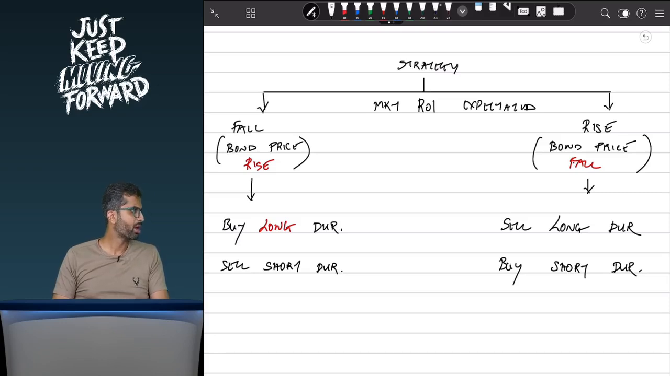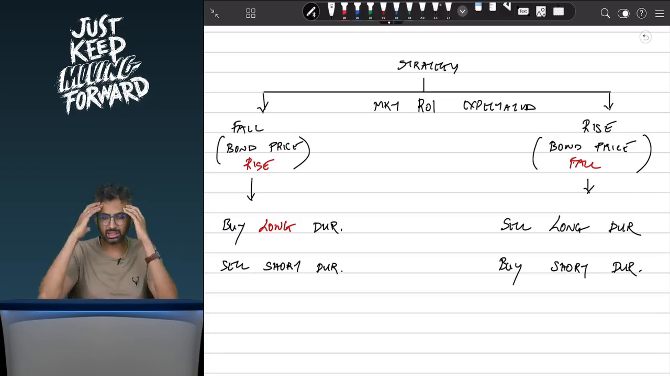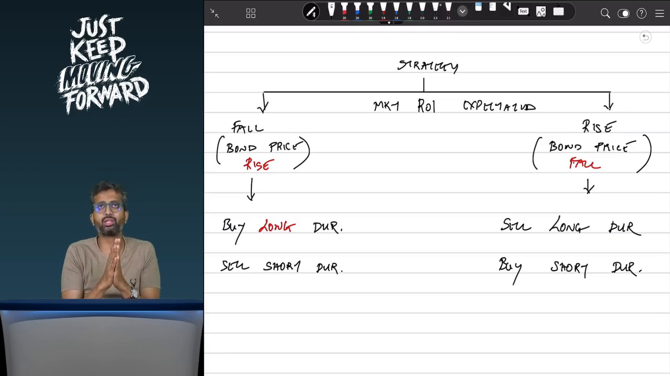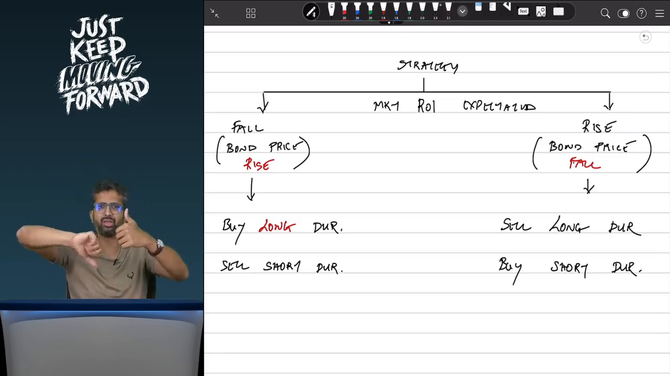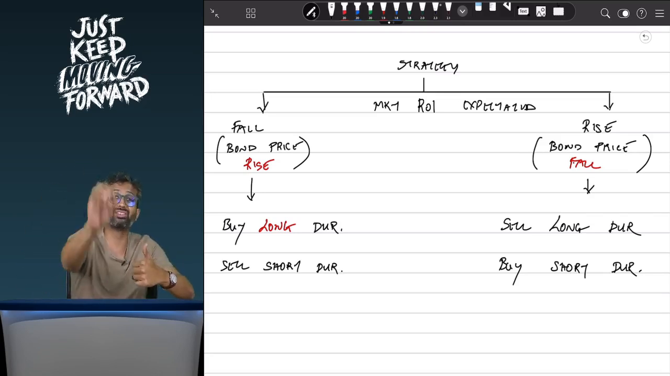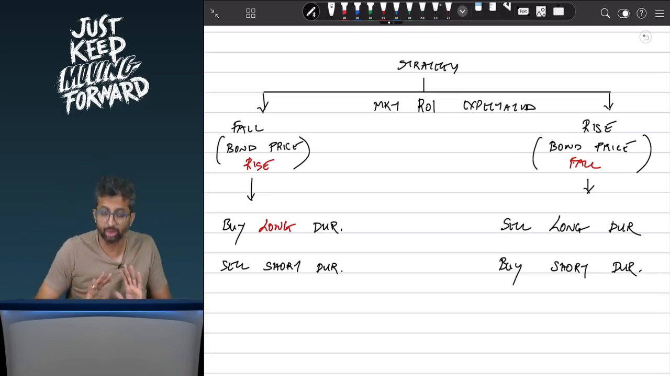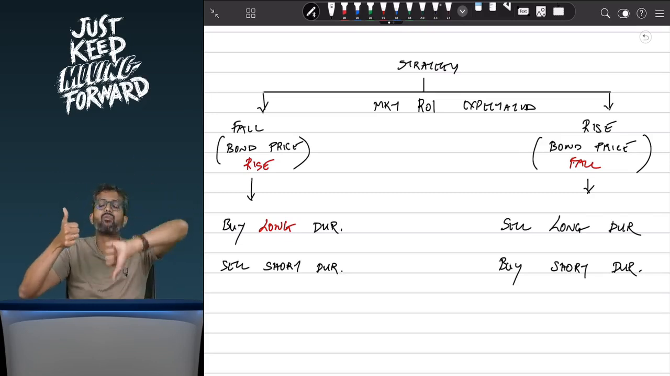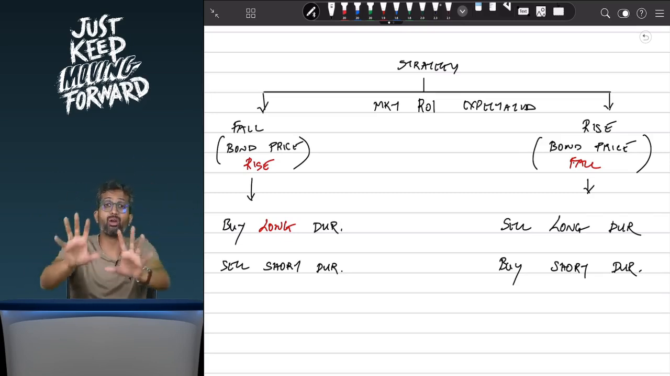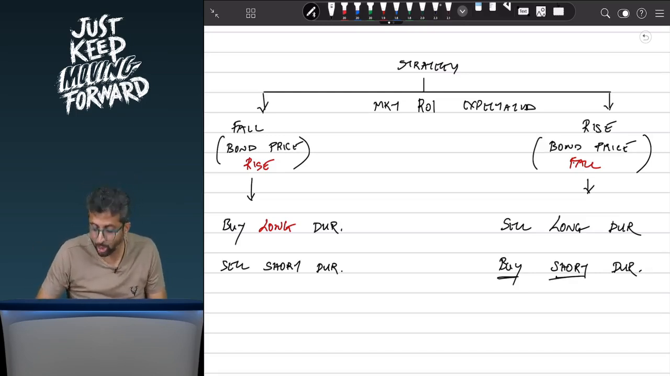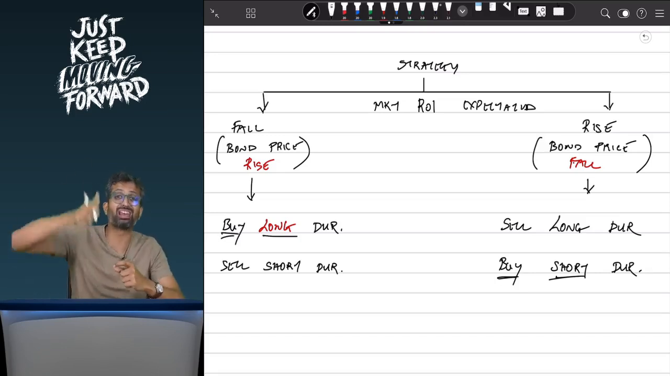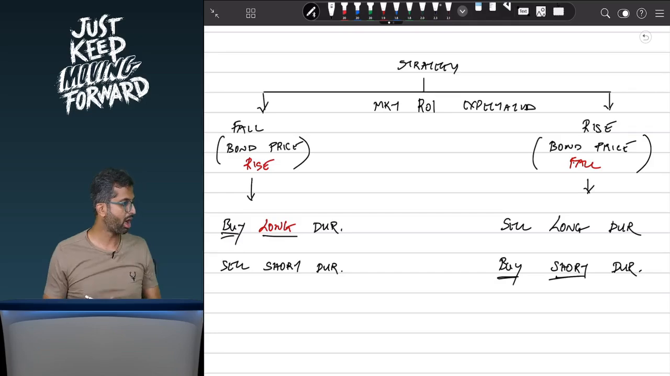Yes. Conceptually, this is a little taxing, but conceptually, you can say that if the market rate of interest is going to fall, bond price will rise. You will put money where it rises the most. That is the longer duration bonds. If market rate of interest increases, bond price falls. You will put money where the fall is the least, that is the shorter duration bonds. So you will buy the shorter duration bonds because the fall is the least. Here you will buy the longer duration bonds because the rise is the most. Are we understanding this?